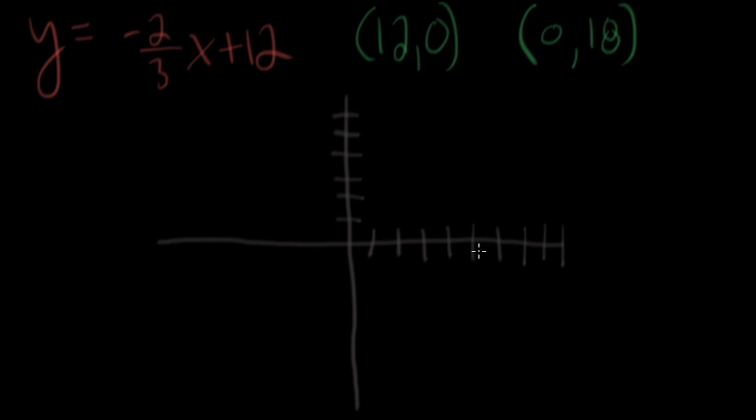12, 0. So 12, 0 is going to be way over here. And then 18, 0, 2, 4, 6, 8, 10, 12. So like that. And then 18 like this. You can draw your line like that. And then you can see all the different possibilities.